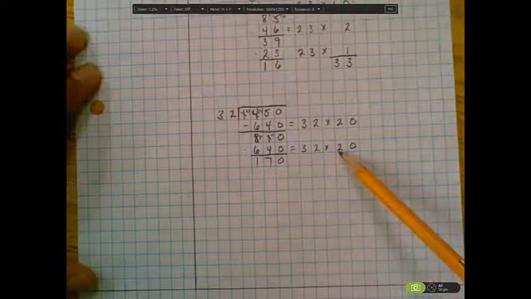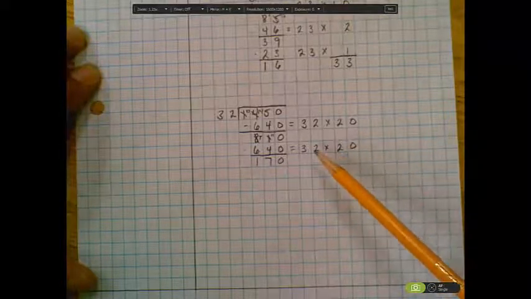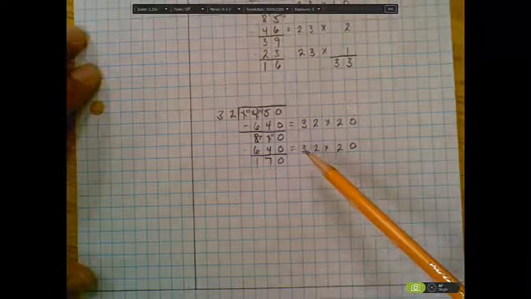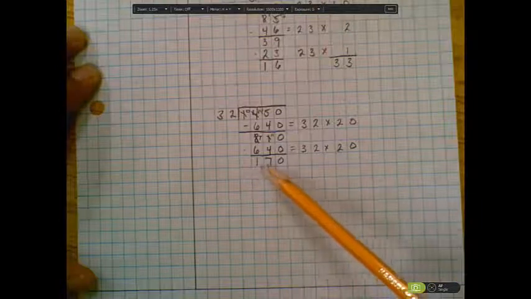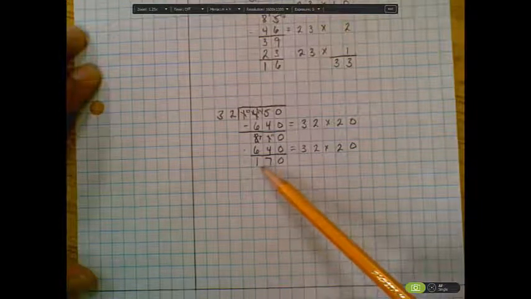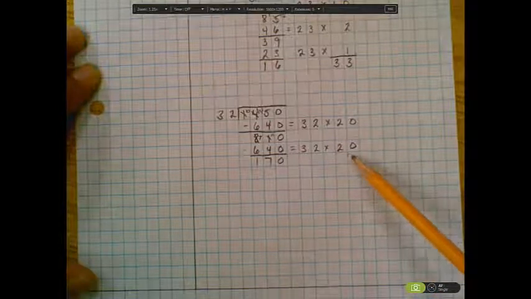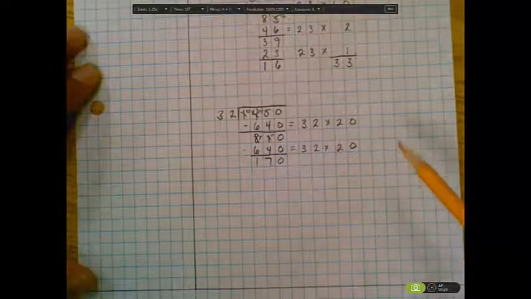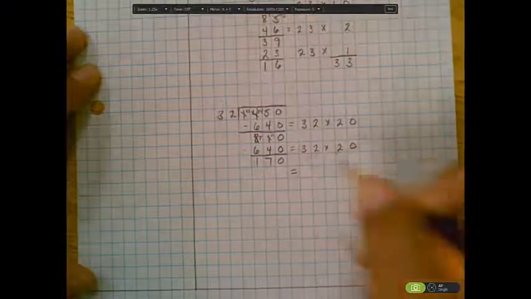We've been using 20. Would we be able to use 10 here? If we use 10 instead of 640, we would end up with 320. But 320 is too big. We wouldn't be able to subtract that from 170. So now instead of using our multiples of 10, we're going to have to use multiples of 1. So let's see what we can come up with.